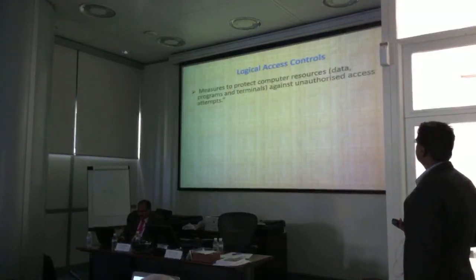Logical access control: we are discussing measures to protect computer resources, data, programs, and terminals against unauthorized access attempts.